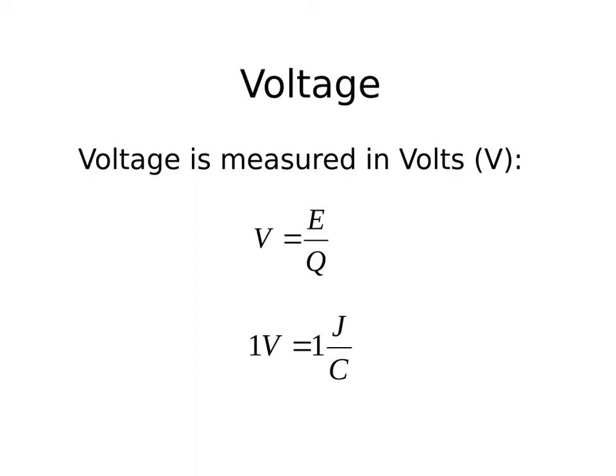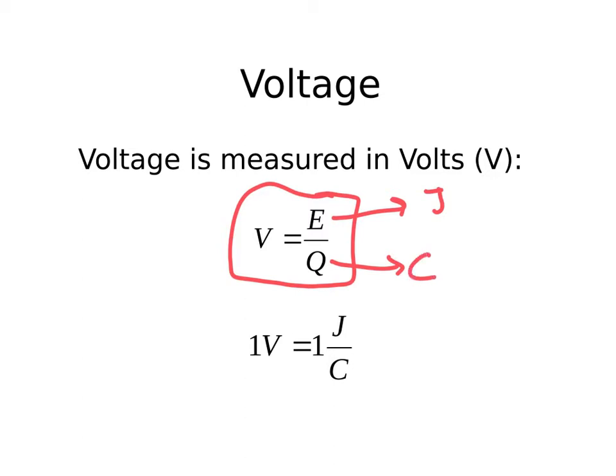We can calculate voltage by taking the energy provided and dividing by the charge that's present. So voltage equals energy divided by charge, which looks like that. And since energy is measured in joules and charge is measured in coulombs, that means 1 volt is equivalent to 1 joule per coulomb.